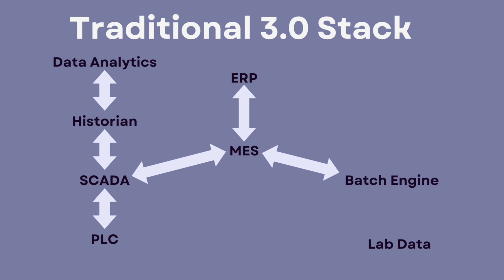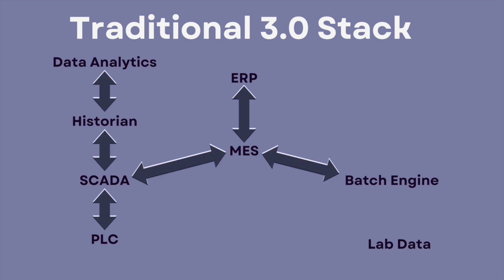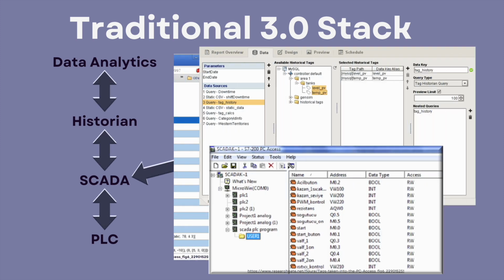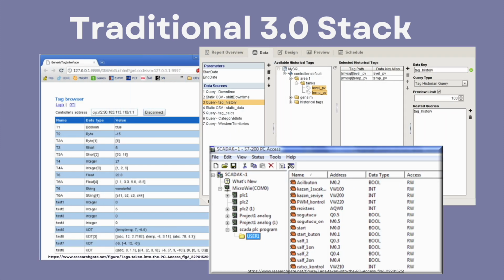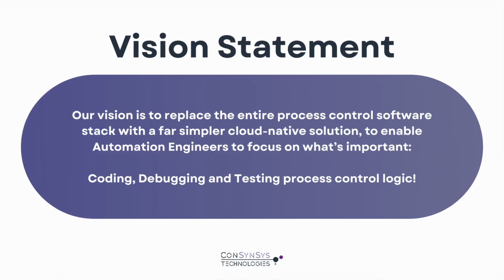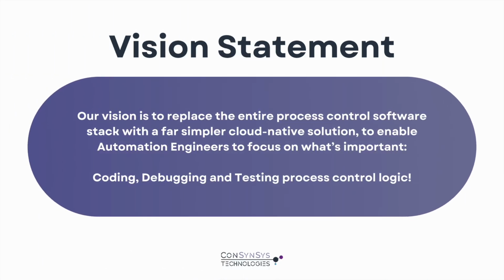Here's the traditional 3.0 automation software stack. Notice the linear connections? Each service can only communicate with its adjacent services. In this setup, tags are duplicated across services to identify data points, which can lead to data silos, inefficiencies, and errors. ProCaaSo's vision reimagines this framework, transitioning to a simplified cloud-native solution.